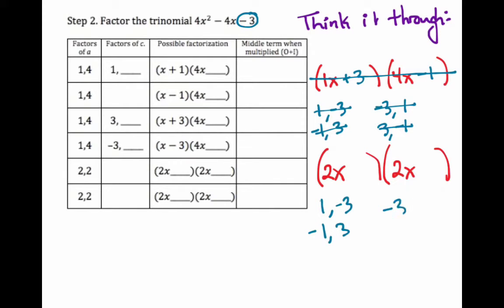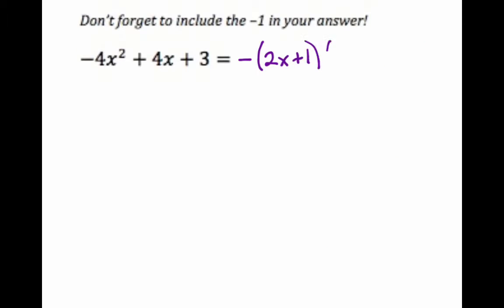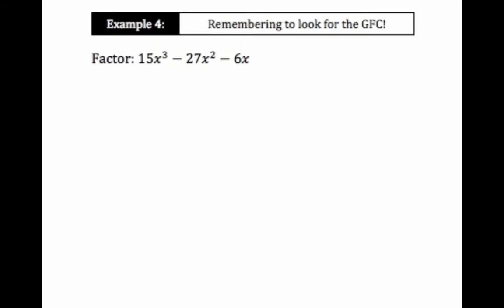All right, once again, my factors are the same. So I'm going to start plugging them in. 1 and negative 3, so 2x plus 1 times 2x minus 3. So my outside terms are going to give me negative 6. My inside terms are going to give me positive 2. Negative 6 plus positive 2 is going to give me negative 4. So that is my solution. Don't forget, when I write it down, I've got to include that negative that I factored out originally. I have to include that in my answer. And I could test it out.